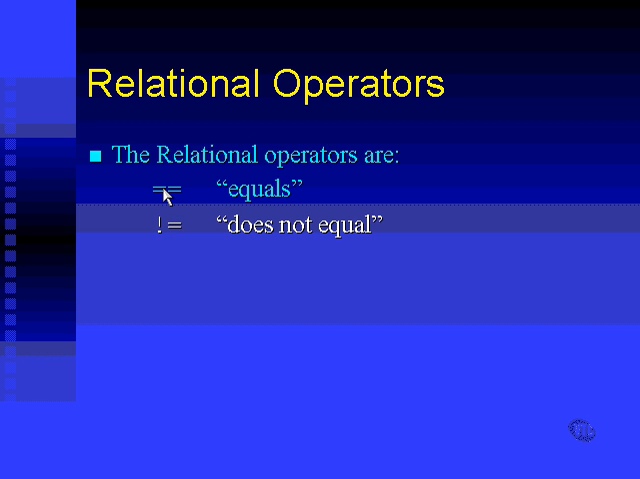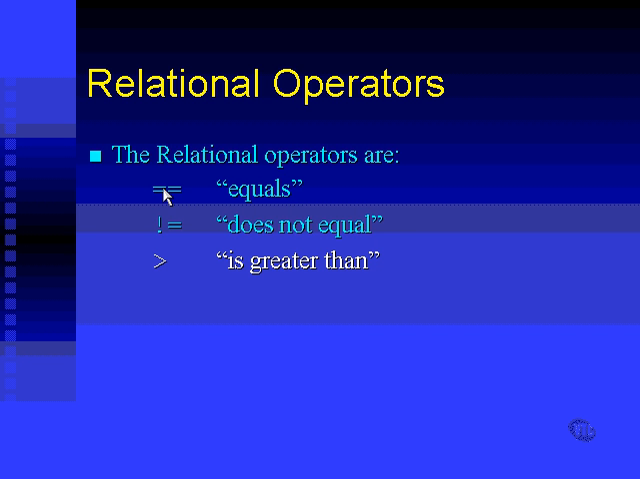Okay. We've also got exclamation mark equals. When we see that symbol, we always think of the word not. So we read it as not equals or does not equal. In other words, if x does not equal y, blah blah blah.